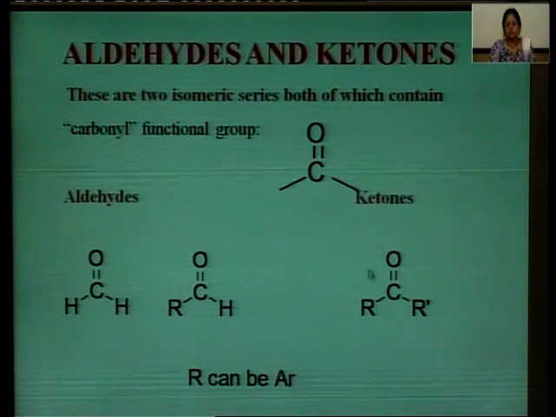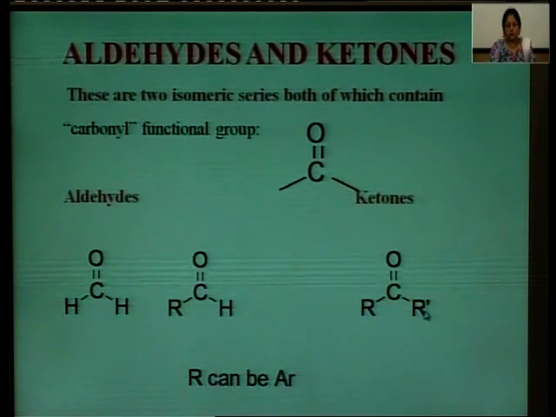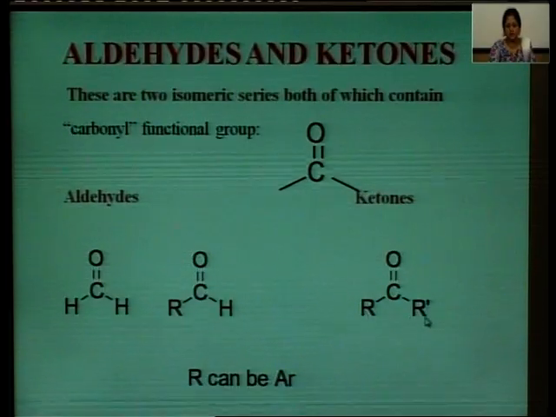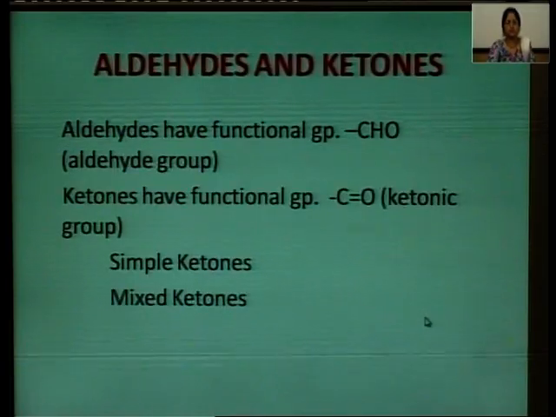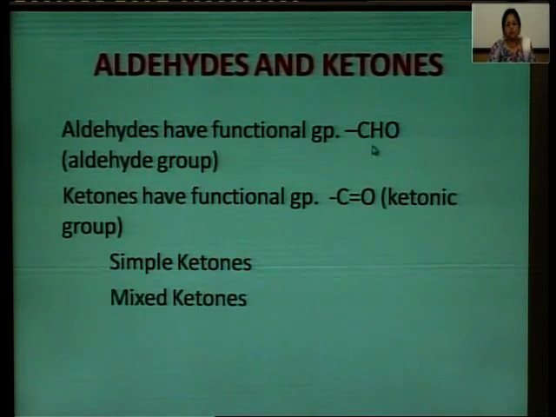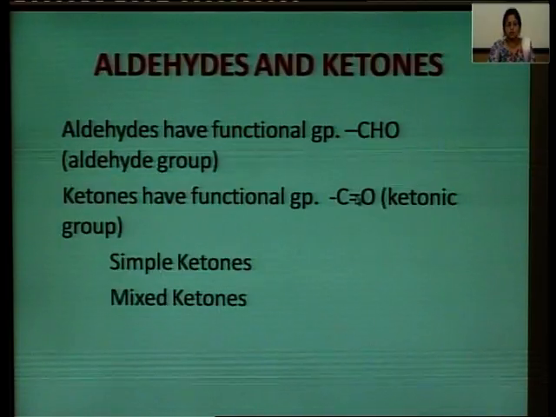In case of ketones, the R and R dash can both be alkyl groups or both be aryl groups, or one can be alkyl and the other can be an aryl group. In aldehydes, the functional group is CHO, known as the aldehydic group. In case of ketones, the functional group is C double bond O, known as the ketonic group.